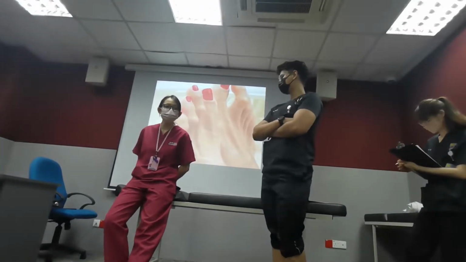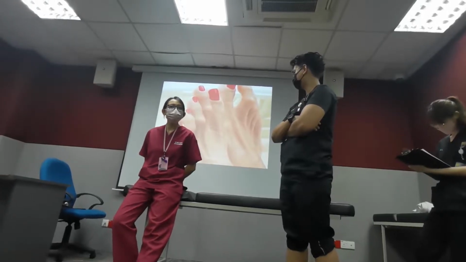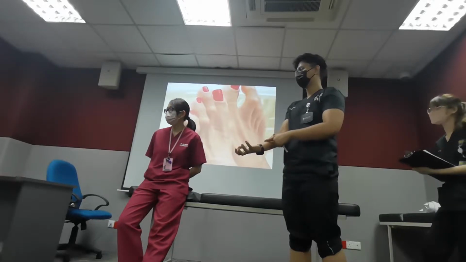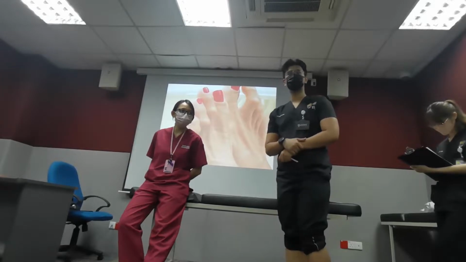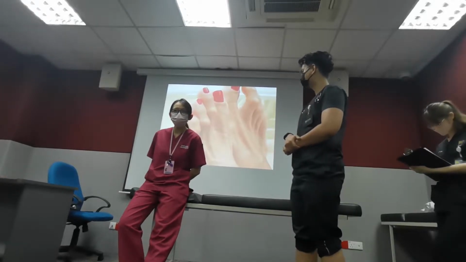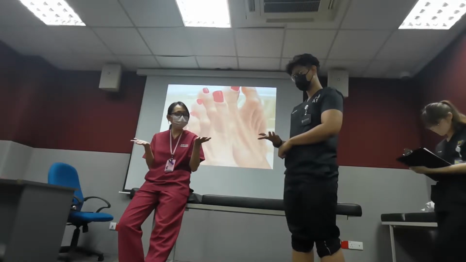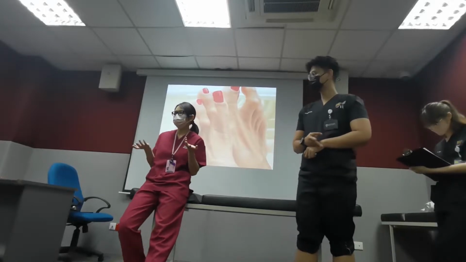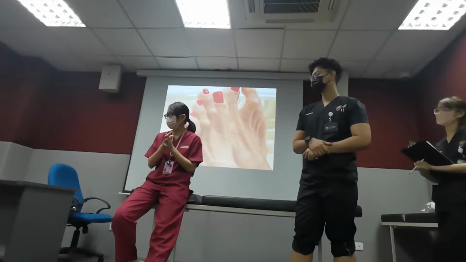Claw toe is related to? The muscles. Okay, where do you get claws in your hand? Why do you get claw in your hand? Nerve. Okay, so for your feet also, it's the same mechanism. When you have intrinsic muscle weakness, just like in your ulnar claw, because your ulnar nerve supplies a lot of the intrinsic muscle. What do we mean by intrinsic muscle? The small muscles in the hand.